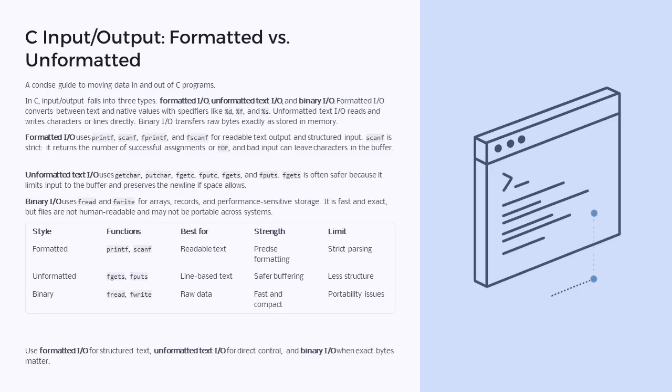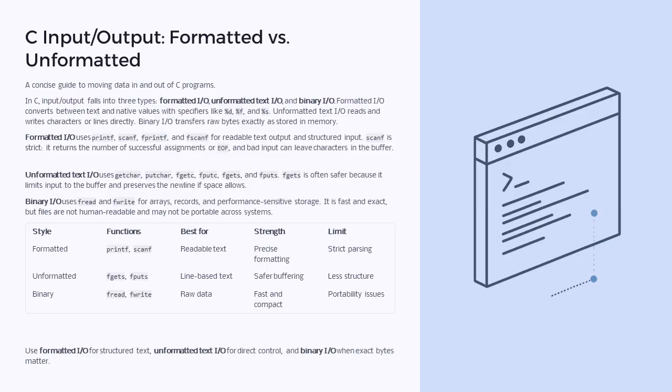So let's summarize the whole thing in a single tabular form, with the columns style, function, best for, strength and limit. So formatted style functions are printf, scanf, which are best for readable text. Its strength is precise formatting and its limit is strict parsing. Next is the unformatted style. Functions are fgets, fputs, best for line-based text. Strength is safer buffering and limit is less structure.